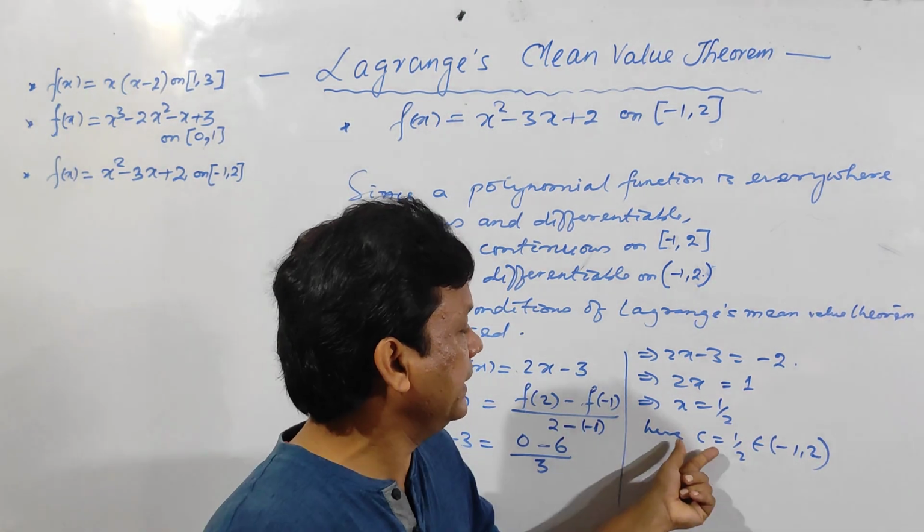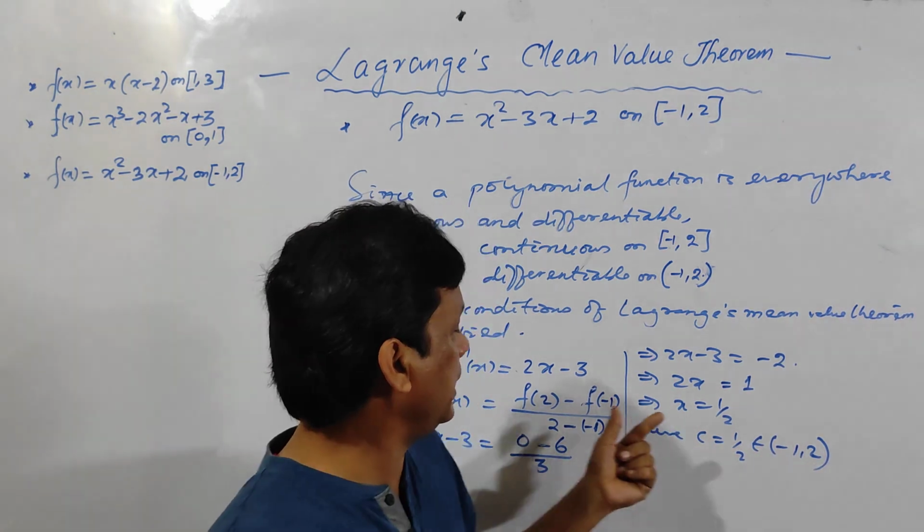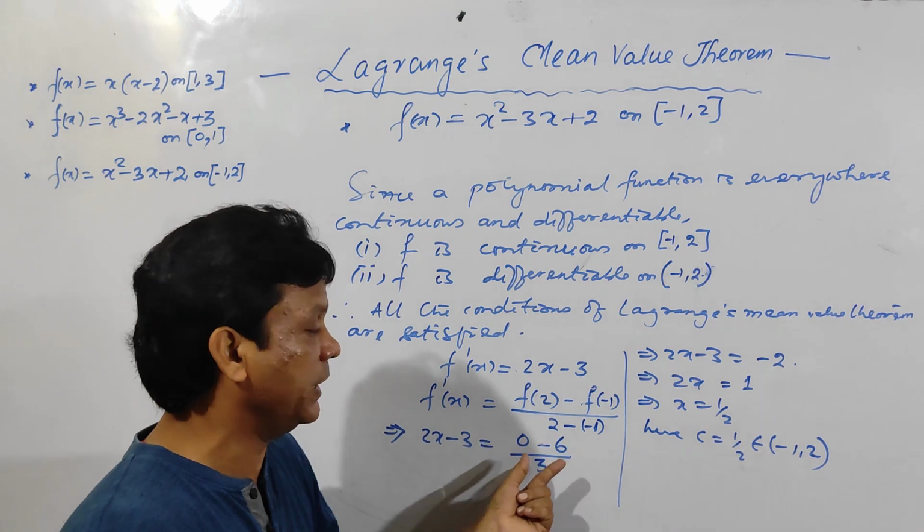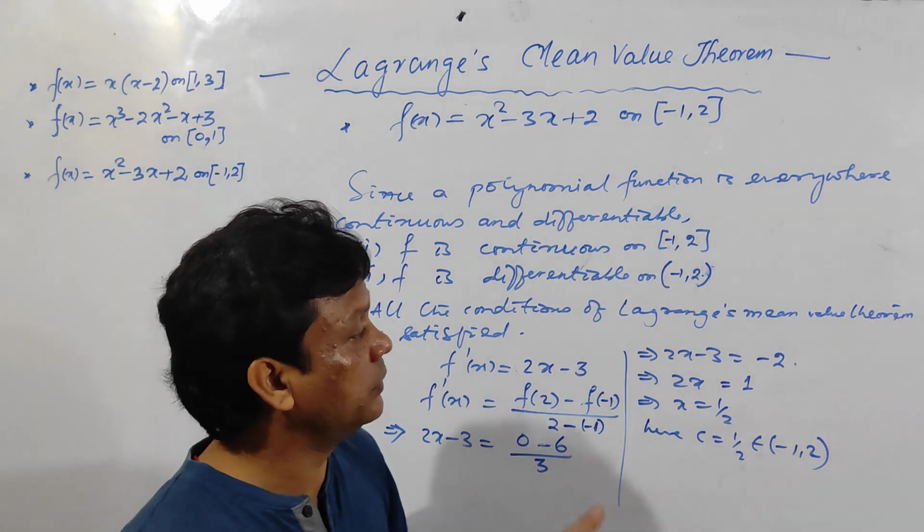See here. Here c is equal to 1 by 2 belongs to minus 1, 2 such that f dash c is equal to f of 2 minus f of minus 1 divided by 2 minus of minus 1. Hence, Lagrange mean value theorem is verified.